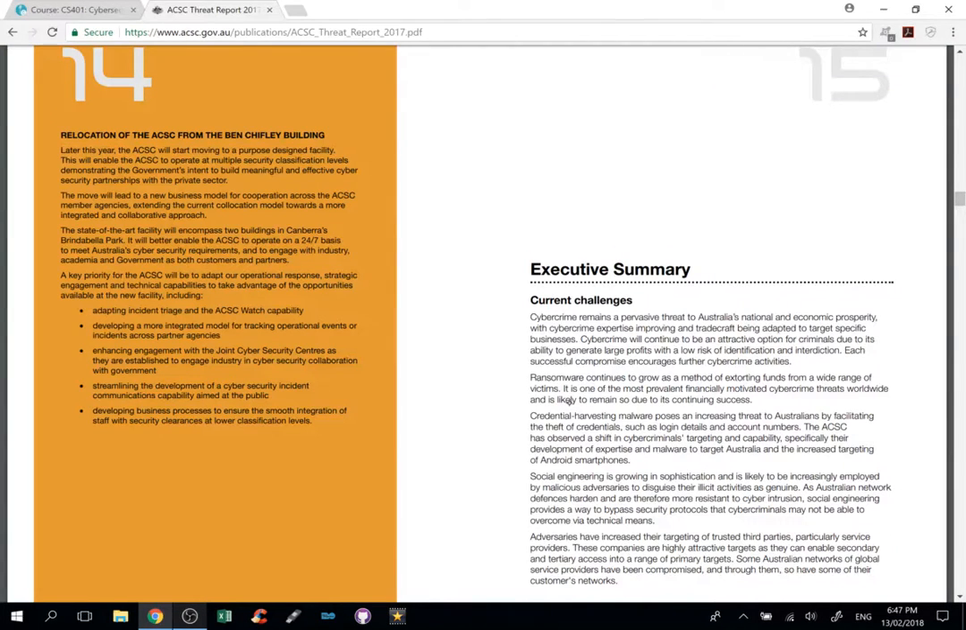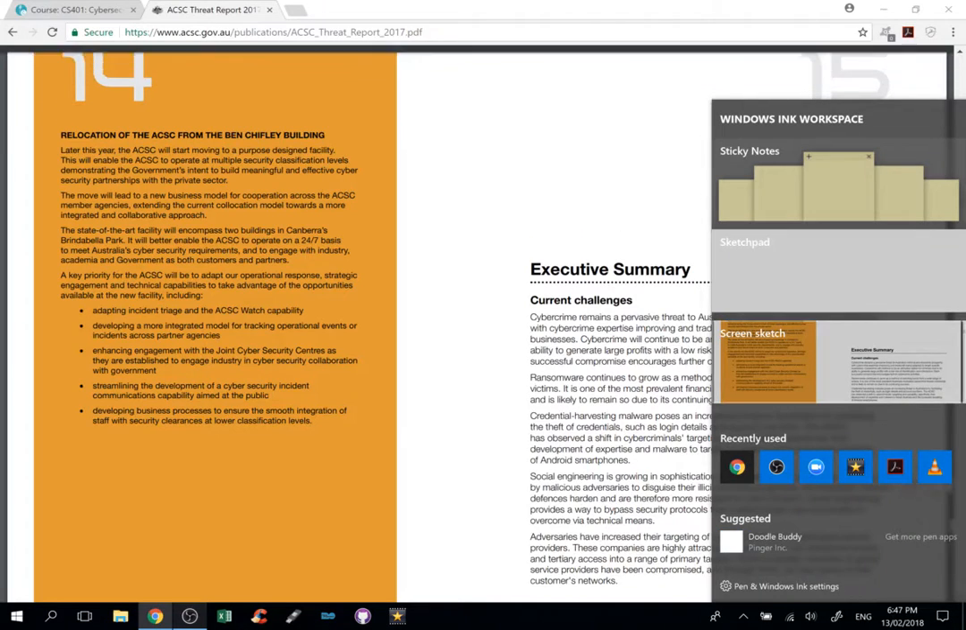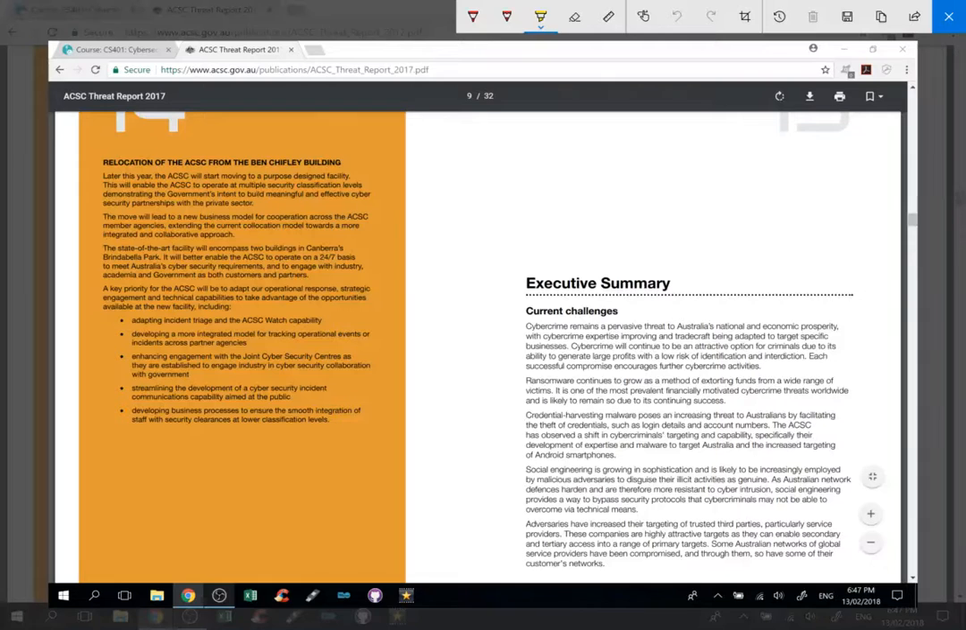So the summary of this is that cybercrime is a pretty pervasive threat to Australia and, of course, many countries' national security. But in particular for 2017, some particular kinds of cybersecurity issues arose, and those are the ones that I want to highlight. The first one that I want to highlight here is this ransomware thing.